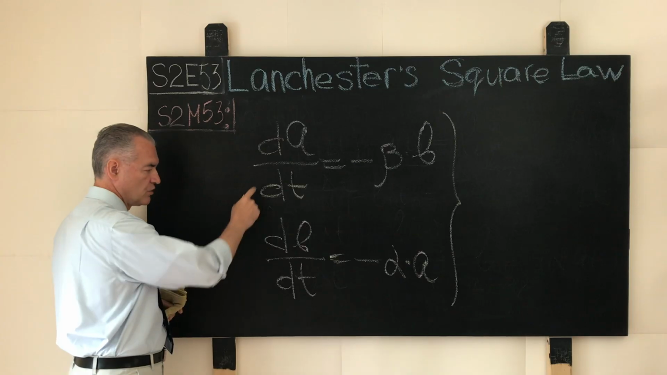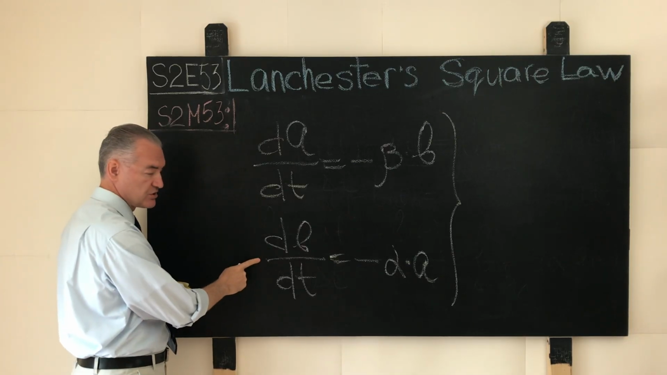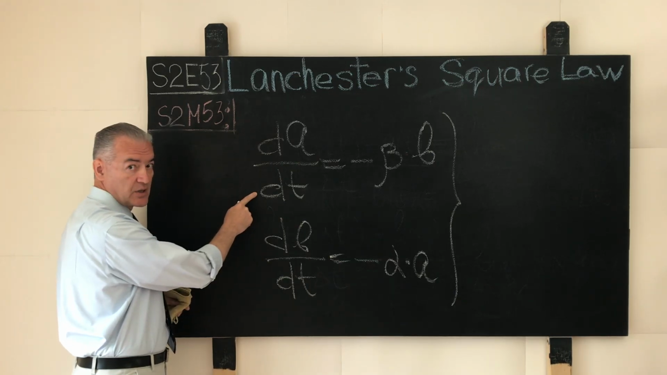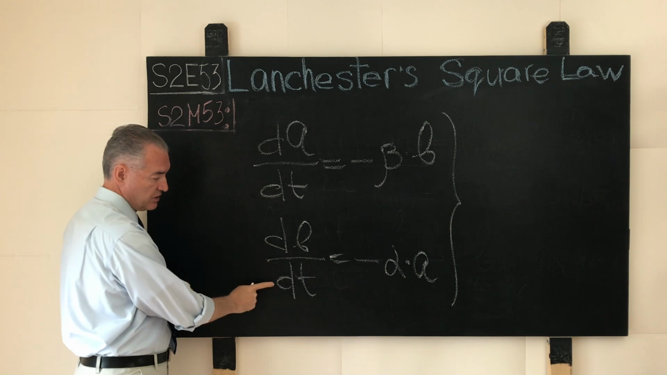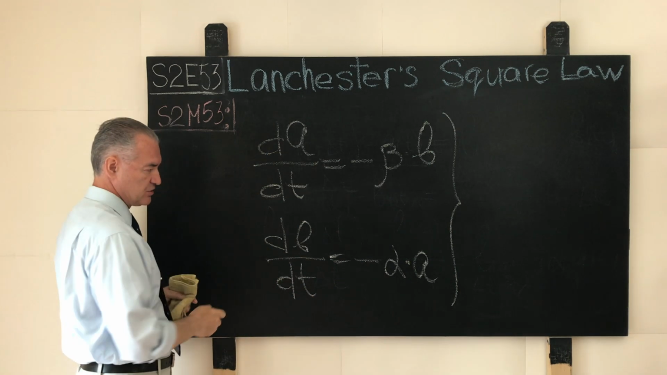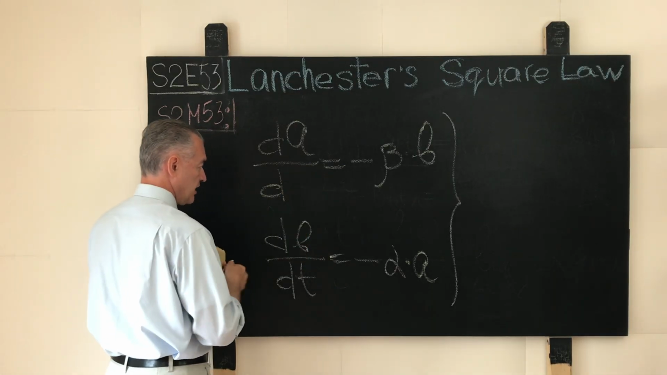So here we do what? We divide the first equation by the second equation. If we do that, what will happen? The dt in the denominator of the first equation and the dt that will flip into the numerator of the second expression will disappear. So here, instead of dt, we will have db.